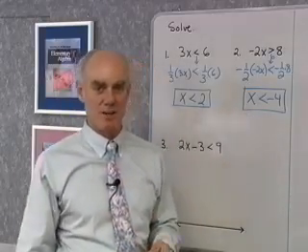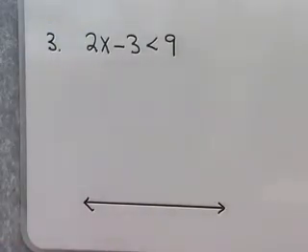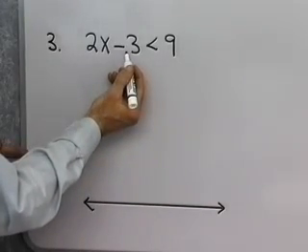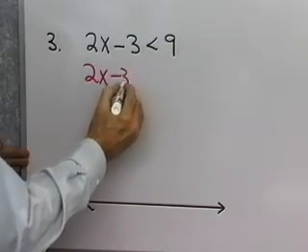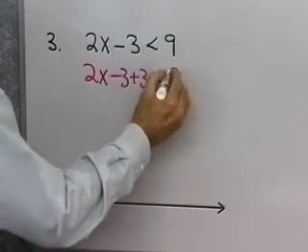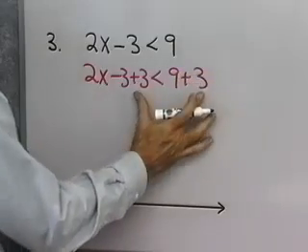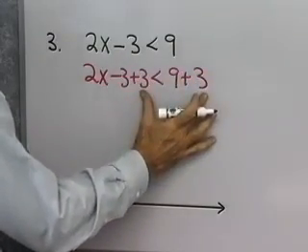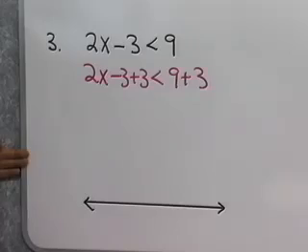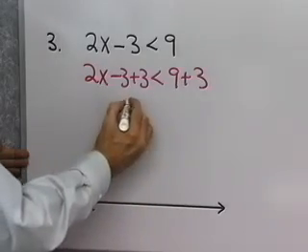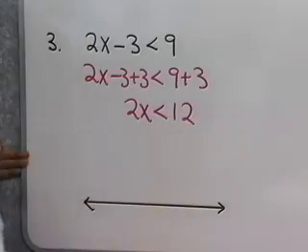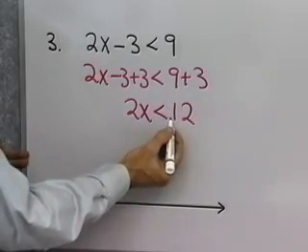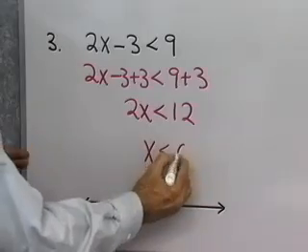Let's try a more complicated inequality. I have 2x minus 3 less than 9. Let's start by using the addition property to get rid of the negative 3. 2x minus 3 plus 3 is less than 9 plus 3. I can add the same number to both sides anytime I want. It won't change the solution to this inequality. Here I have 2x is less than 9 plus 3 is 12. Multiply both sides by 1/2 and I get x is less than 6.